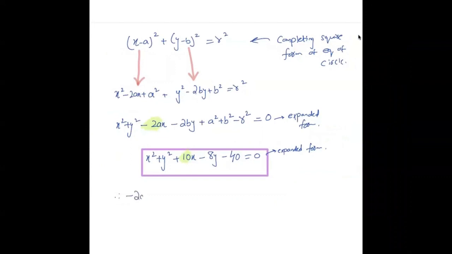Okay, so minus 2a is going to be equal to the coefficient of x. That should be negative 5. And minus 2b should be equal to the coefficient of y. Yes, sir, understood. It's the same as the quadratic thing you first taught me. Yeah, exactly.